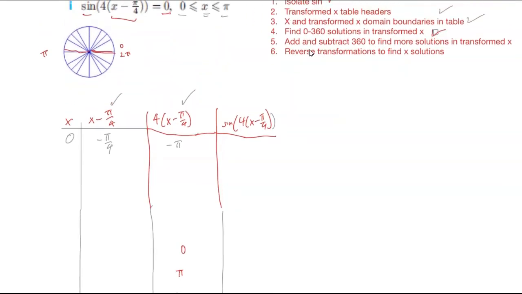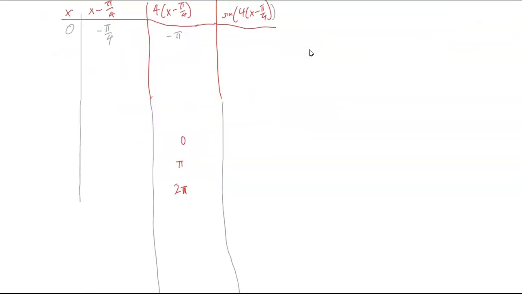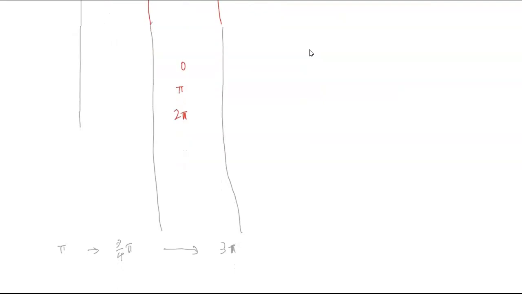Next, I'm going to add and subtract 360, which is adding and subtracting 2 pi, to find more solutions, until we get to 3 pi. So if I add 2 pi to 0, of course, it's 2 pi. Oh, we already have that solution. And then if we add 2 pi to pi, we get 3 pi. Oh, and we've already arrived at the boundary. So then we stop, right?